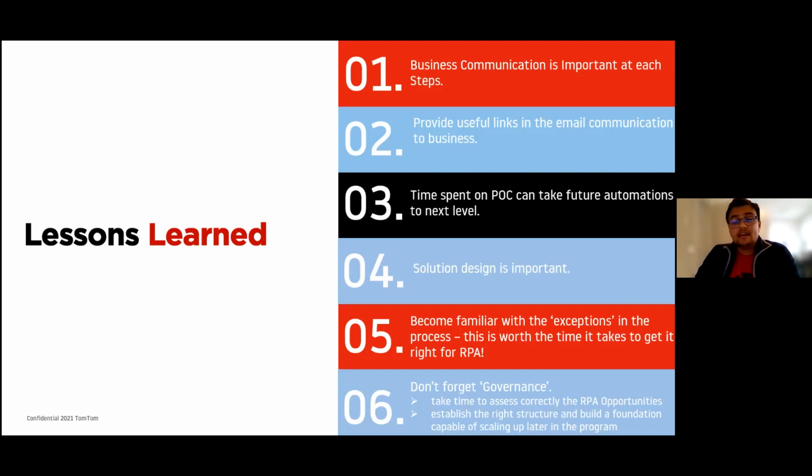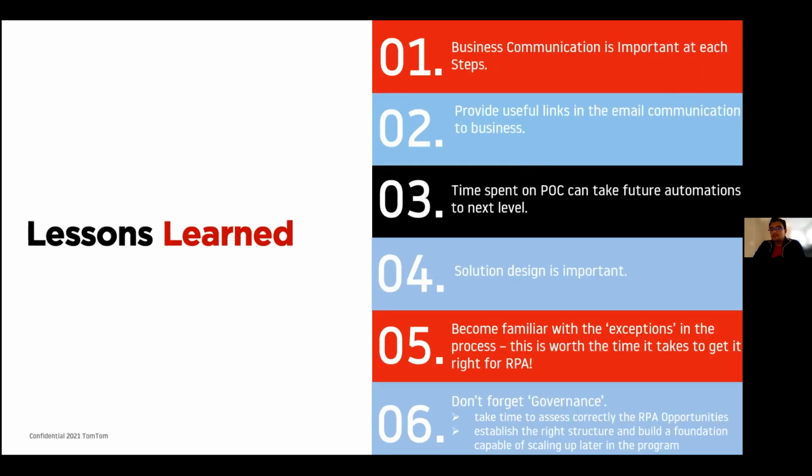Number 4 is that solution design is important, because in order to scale up this automation, initially we thought we would do robot number 2, but in the end, we were able to do robots number 1 through 7.